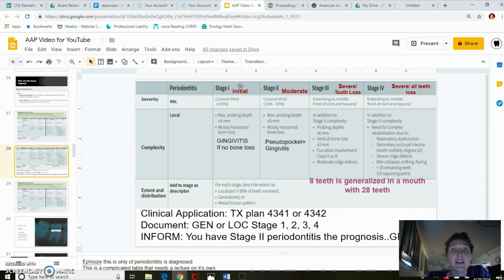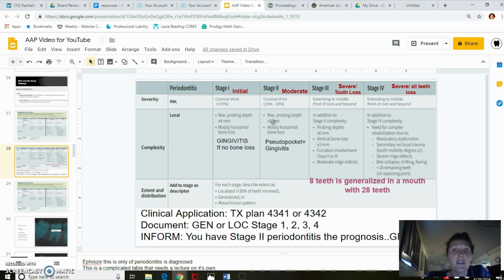But just a reminder here, we have initial, moderate, stage 3 is severe with tooth loss, stage 4 is severe with all teeth loss. If we're looking at these pocket depths, this area has that less than or equal to 4 millimeters. And if there's just 4 millimeter pockets and no bone loss, then we're back to gingivitis. And we're doing a 4346 or a 1110, depending on the severity of their gingivitis. But if there is bone loss within that coronal third, we're at initial.